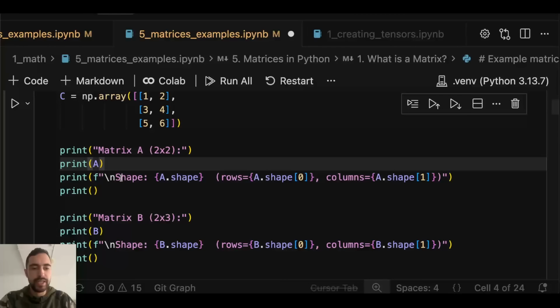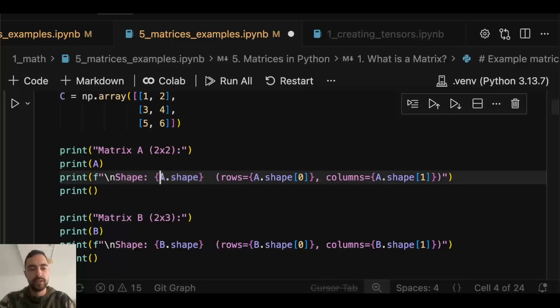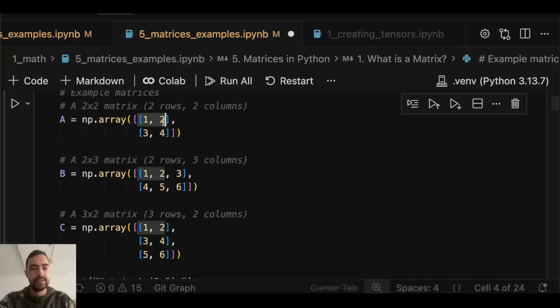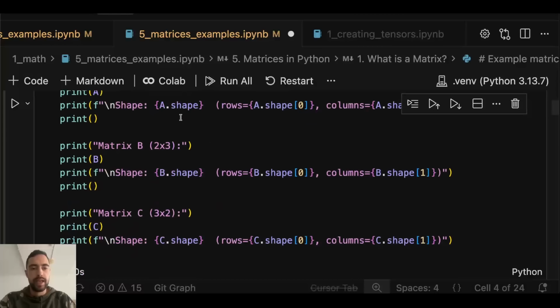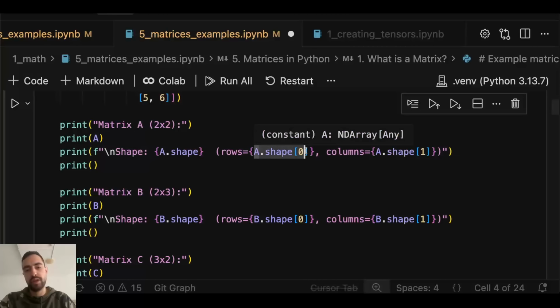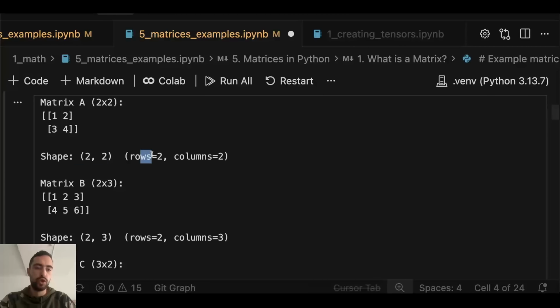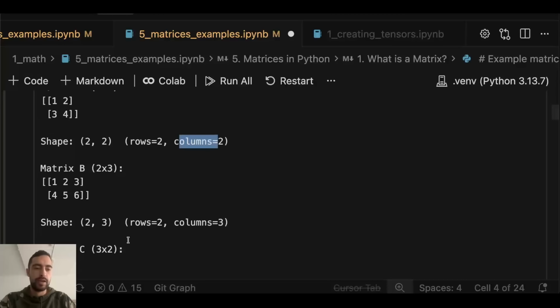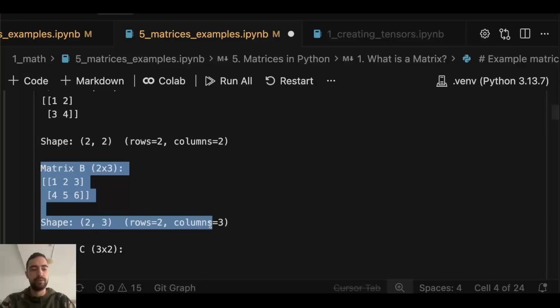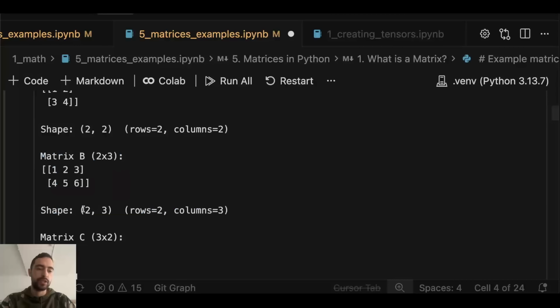So we can print the shape of the matrix. So a matrix, it's this one. So the shape here is 2 by 2. And then we can print the shape of the first row and the shape of the first column. So let's see. Shape is 2 by 2, rows 2 and columns 2. It's maybe easier to understand on this example because here rows and columns are different. So shape is 2 by 3, rows 2, columns 3.